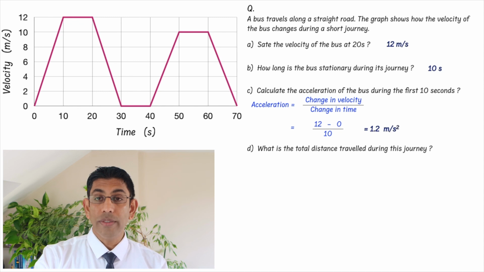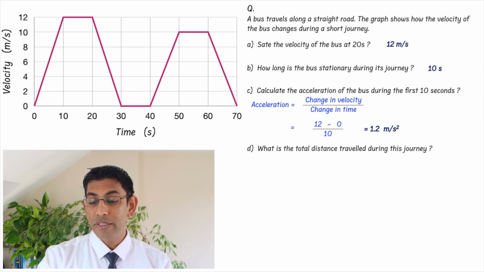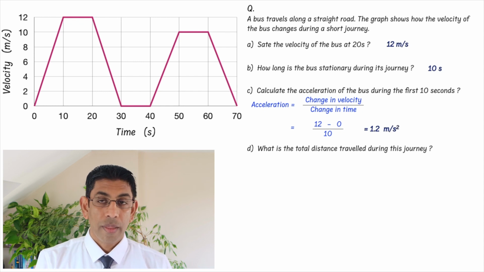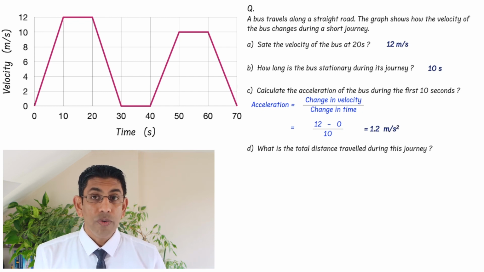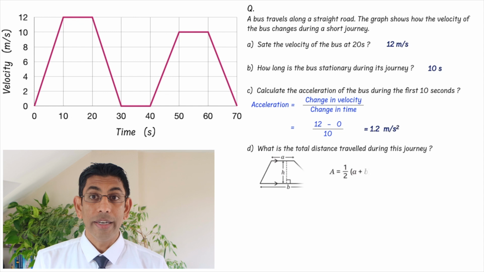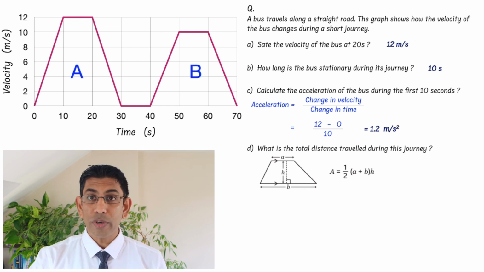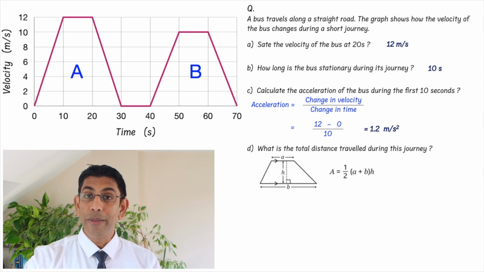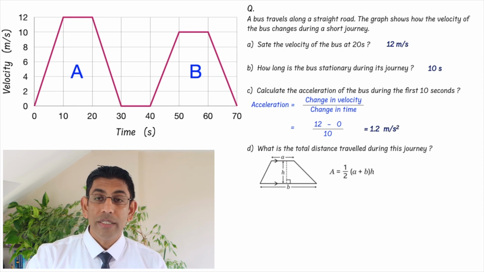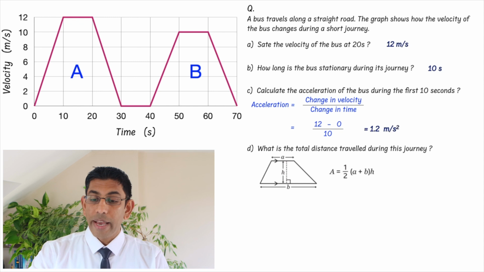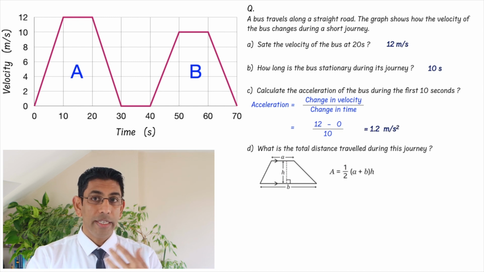The next question is, what is the total distance traveled during this journey? As we saw before, the total distance traveled by an object can be calculated by working out the area under the shape of the graph. If you look at the graph, you can see there are two trapeziums, trapezium A and B. If you want, you can divide them into triangles and rectangles and find individual areas and add them up.